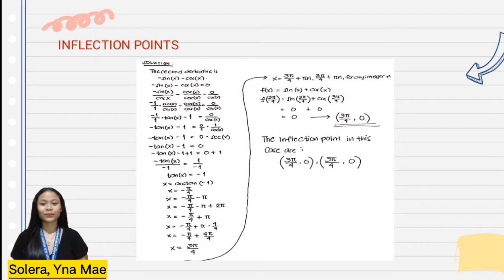In finding the inflection points, the process is the same as finding the critical points as I explained earlier. But here, the given is the second derivative, which we set equal to 0 and then solve. The inflection points in this case are 3 pi over 4, 0 and 3 pi over 4, 0.